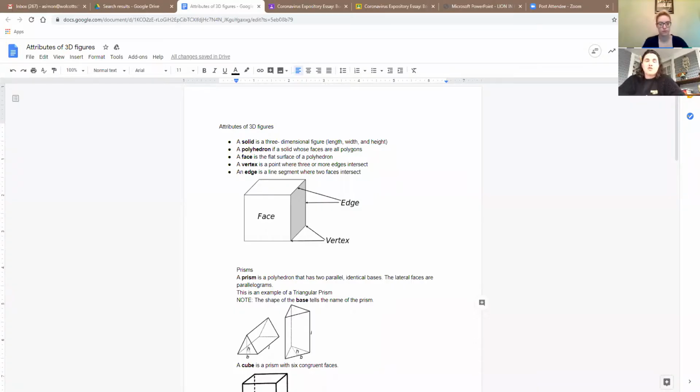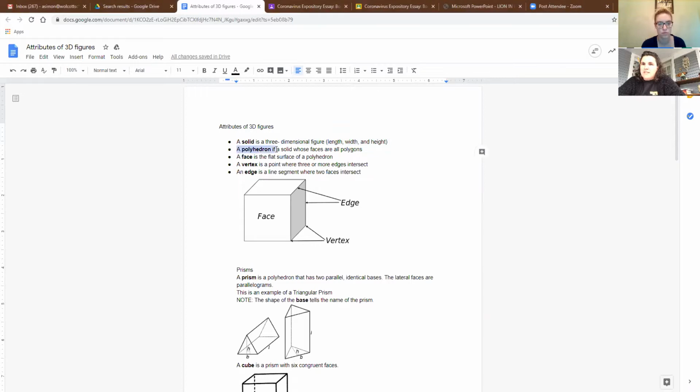All right, so let me share this with you guys. You guys remember our last lesson was on polygons. To be a polygon, you have to have straight lines. So if you have a solid figure and all of the faces are polygons, like there are no circles at all, then it's called a polyhedron.